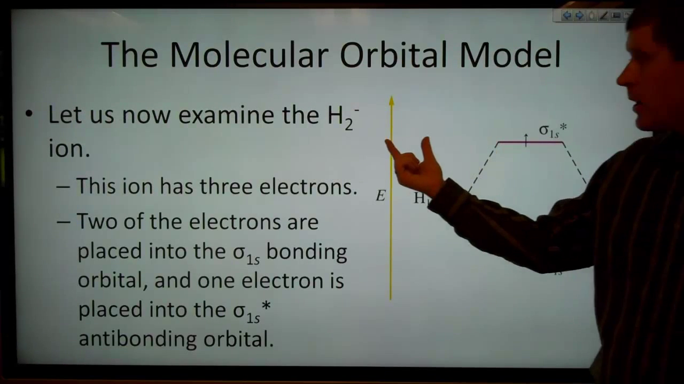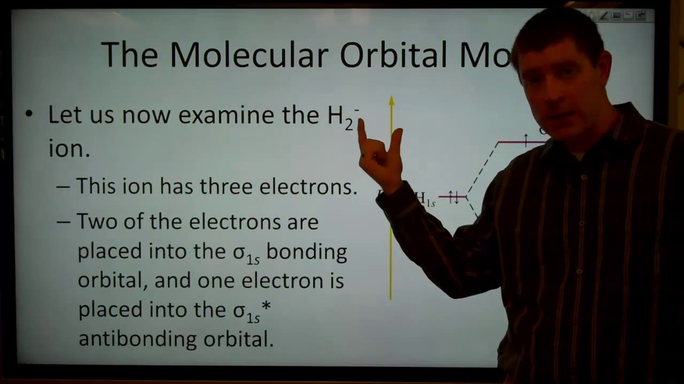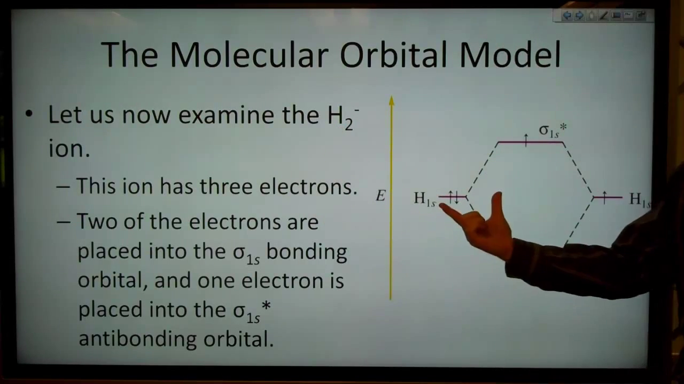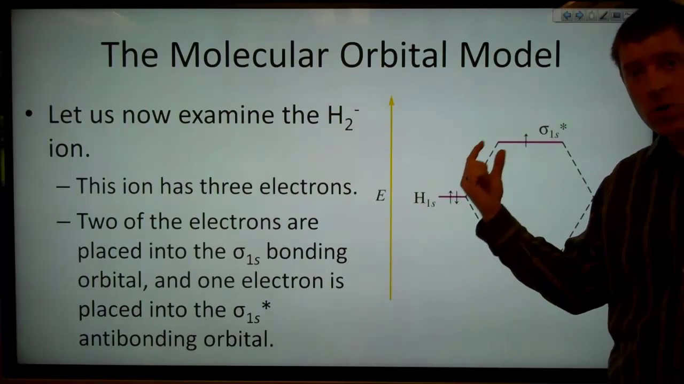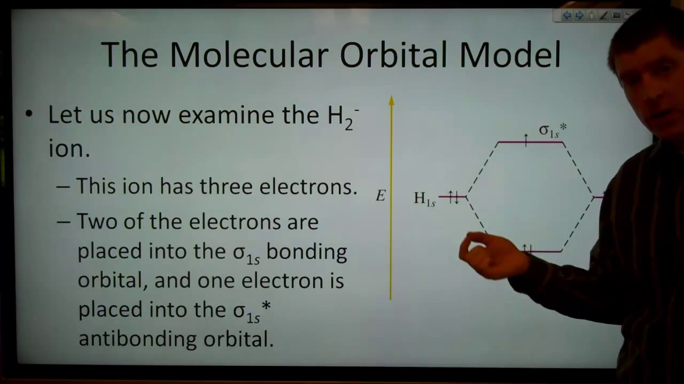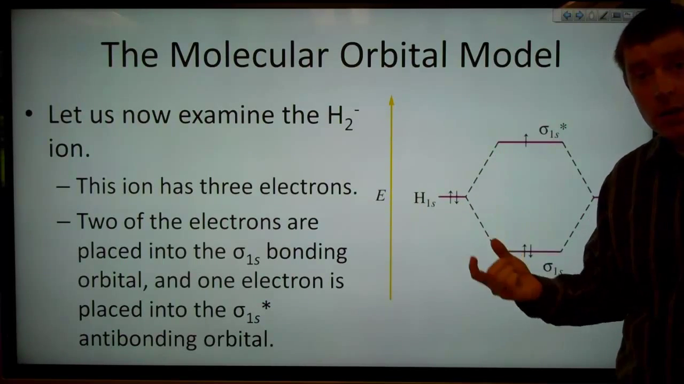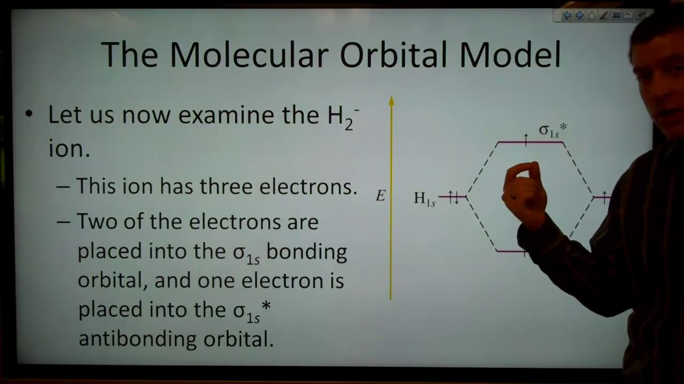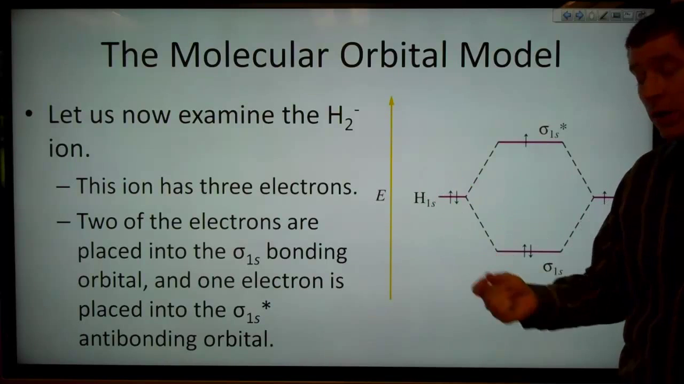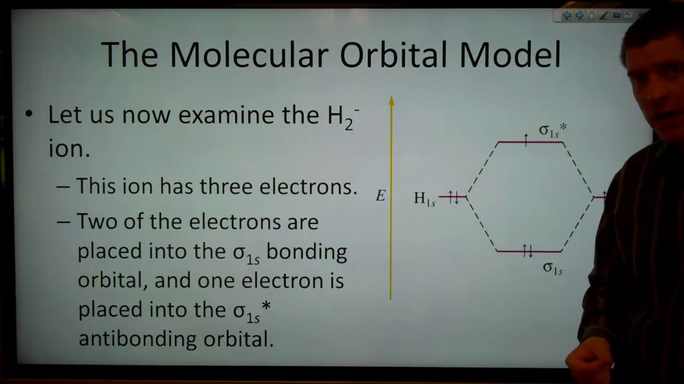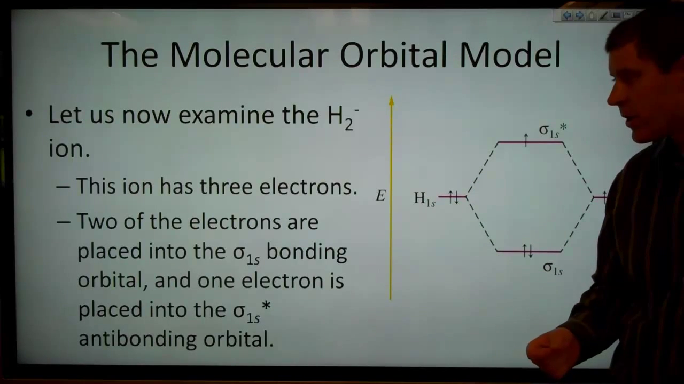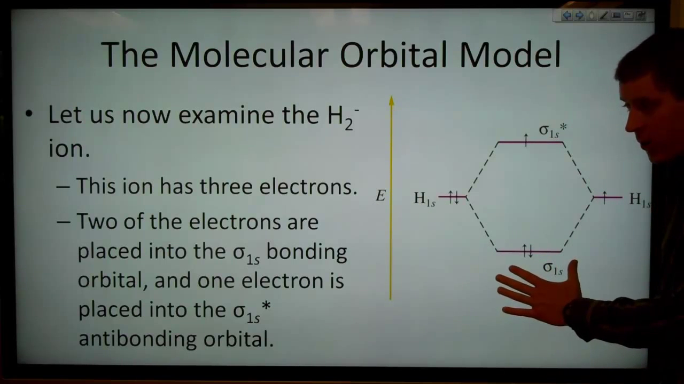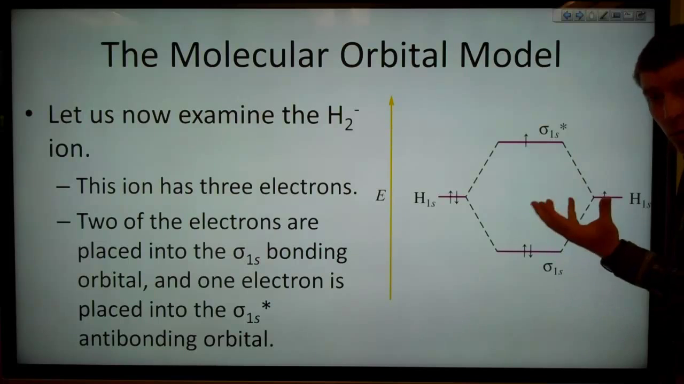So now let's look at the H2 minus ion. So if we put in one extra electron, this ion now has 3 electrons. We couldn't describe this before with the localized electron bonding model or with the hybridized electron bonding model because they had to be working with electron pairs. Now we can work with an extra electron, an odd number of electrons. So 2 of the electrons are placed into our sigma 1s bonding orbital, and one of them has to be placed in the remaining orbital.